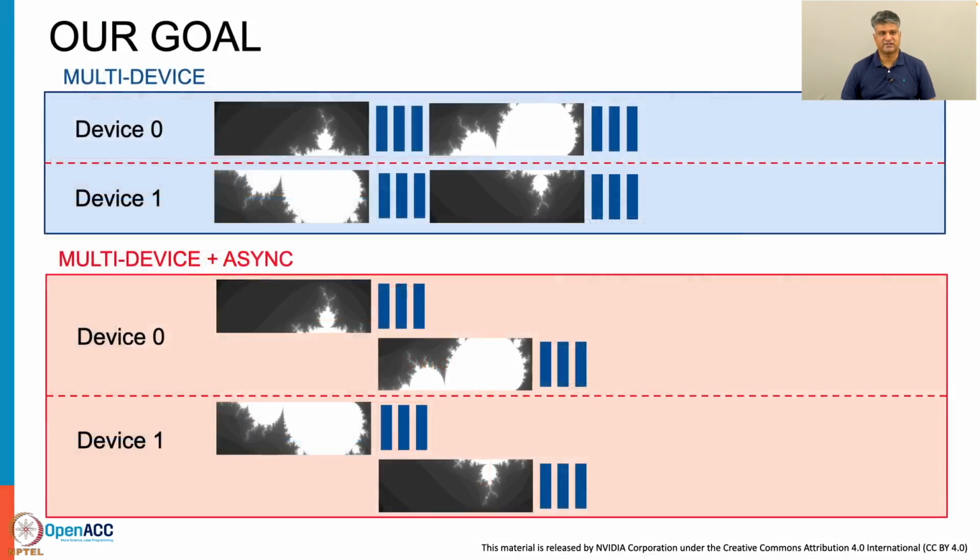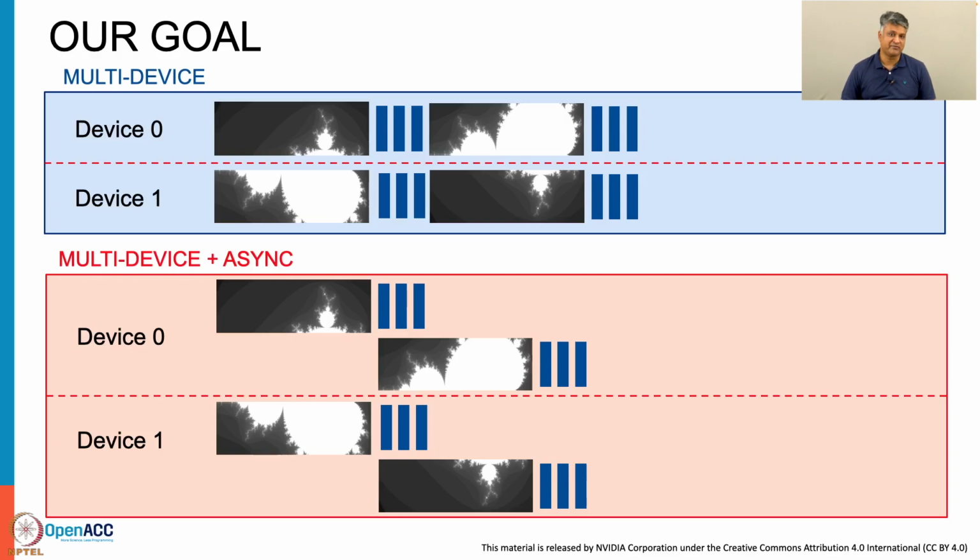So in the multi-device mode, without having async, device 0 would do one part of the block, let's say block 0 and block 1, then do the data transfer. First it will do block 0, then do the data transfer, then block 1, then the data transfer. And then device 1 will do block 2, data transfer, block 3, then the data transfer.